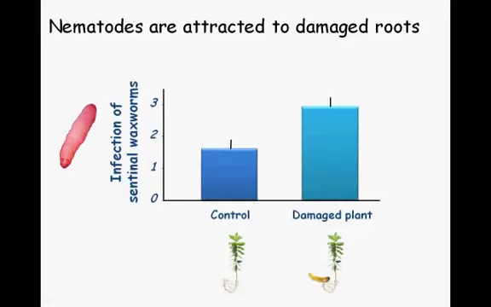And we find that repeatedly. The effect is larger or smaller depending on the case, but here we see greater infection by entomopathogenic nematodes. They're orienting towards where those damaged roots are, where the volatiles are. Okay.